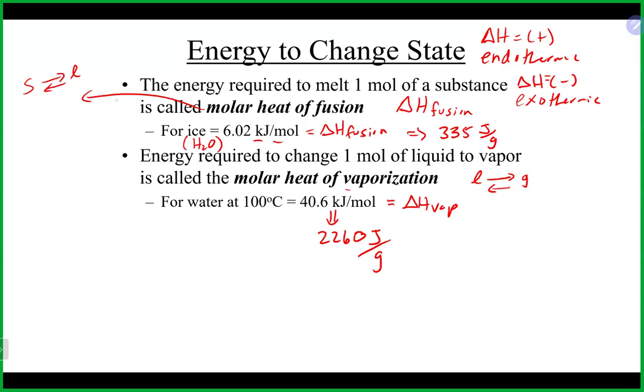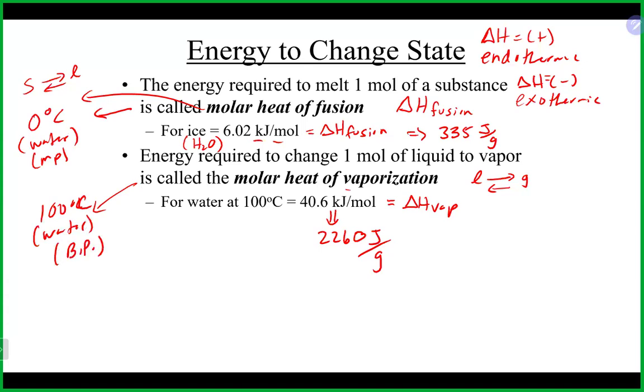Now, again, the heat of fusion occurs for water at 0 degrees, which is the normal melting point of water. And obviously, the heat of vaporization occurs at 100 degrees, which is its normal boiling point. So these numbers here are some numbers you do need to probably know along the way. So kind of know these guys.